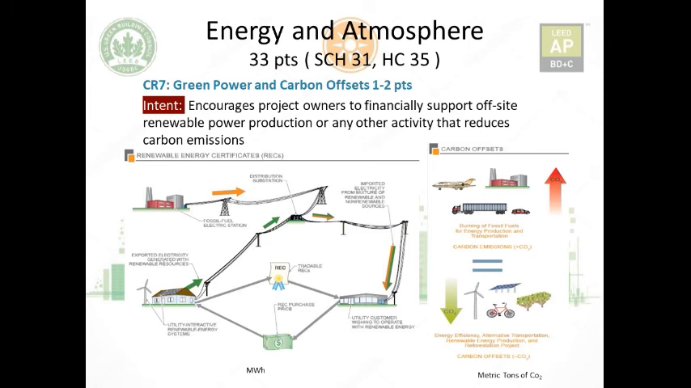So the green power is rated in megawatt hour units, and the carbon offset is shown in metric tons of CO2. After understanding the green power and carbon offset concept, the intent is to encourage project owners to financially support off-site renewable energy production in green power, or any other activity that reduces carbon emission, which is carbon offsets.